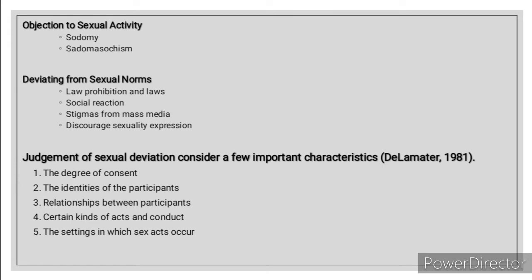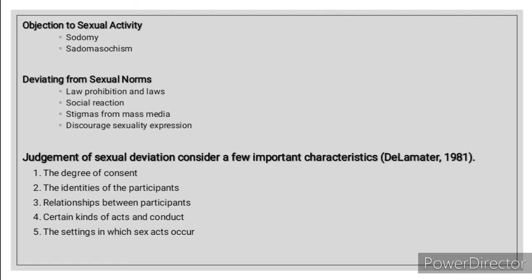Objection to sexual activity: sodomy and sadomasochism. Sodomy is oral or anal copulation with the same or opposite sex. Deviating from social norms brings law prohibitions, social reaction, and stigma from mass media that discourage sexual expression. Laws and explicit groups' positions may reflect the contents of sexual norms revealed by public expression, such as stigma promoted through the mass media and informal sanctioning efforts by individuals to discourage sexuality.